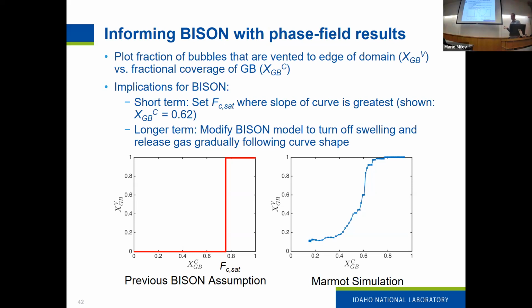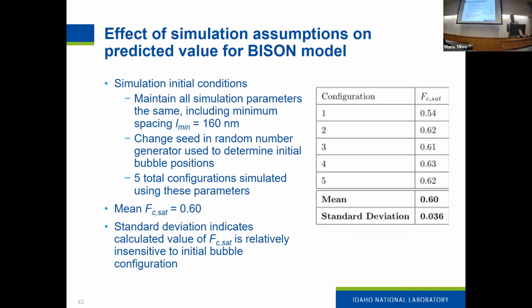But to give something that's useful for the current Bison model, we said, okay, let's say we can calculate the saturation point with the phase field simulations. We're going to set that to the point where the slope of this curve is the greatest. And we did that for several different bubble initial configurations. Five is not a great number for statistics. We'd like to do more, but these are relatively expensive. So this does at least give us some idea of the amount of variation that's happening.